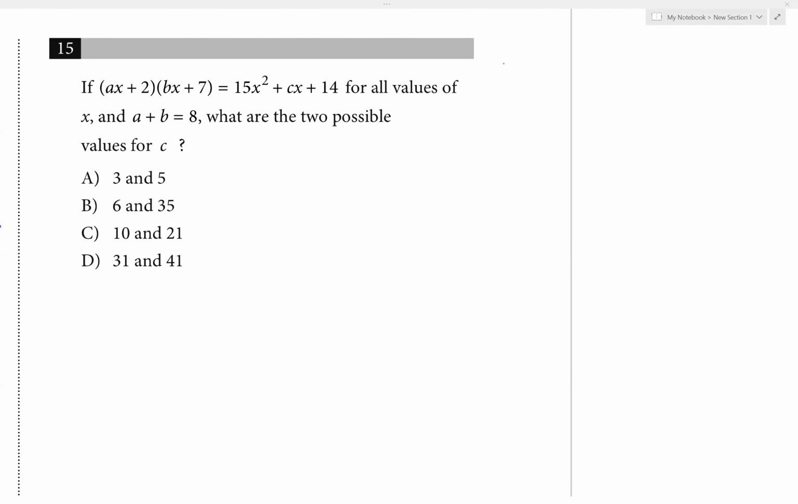Question 15. If ax plus 2 times bx plus 7 equals 15x squared plus cx plus 14 for all values of x, and a plus b equals 8, what are the two possible values for c?